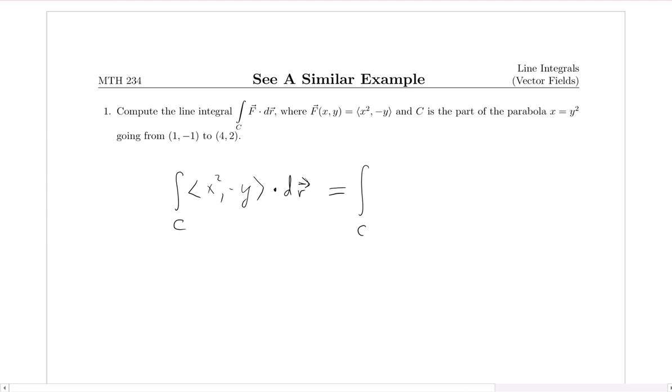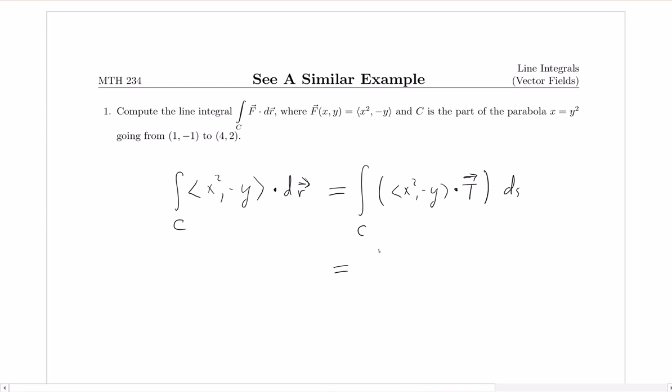One other notation, which is sort of the definition of the line integral for a vector field, is to say F dot the unit tangent vector and then ds. So we borrow the notation for line integrals of scalar functions. And this means the same thing.